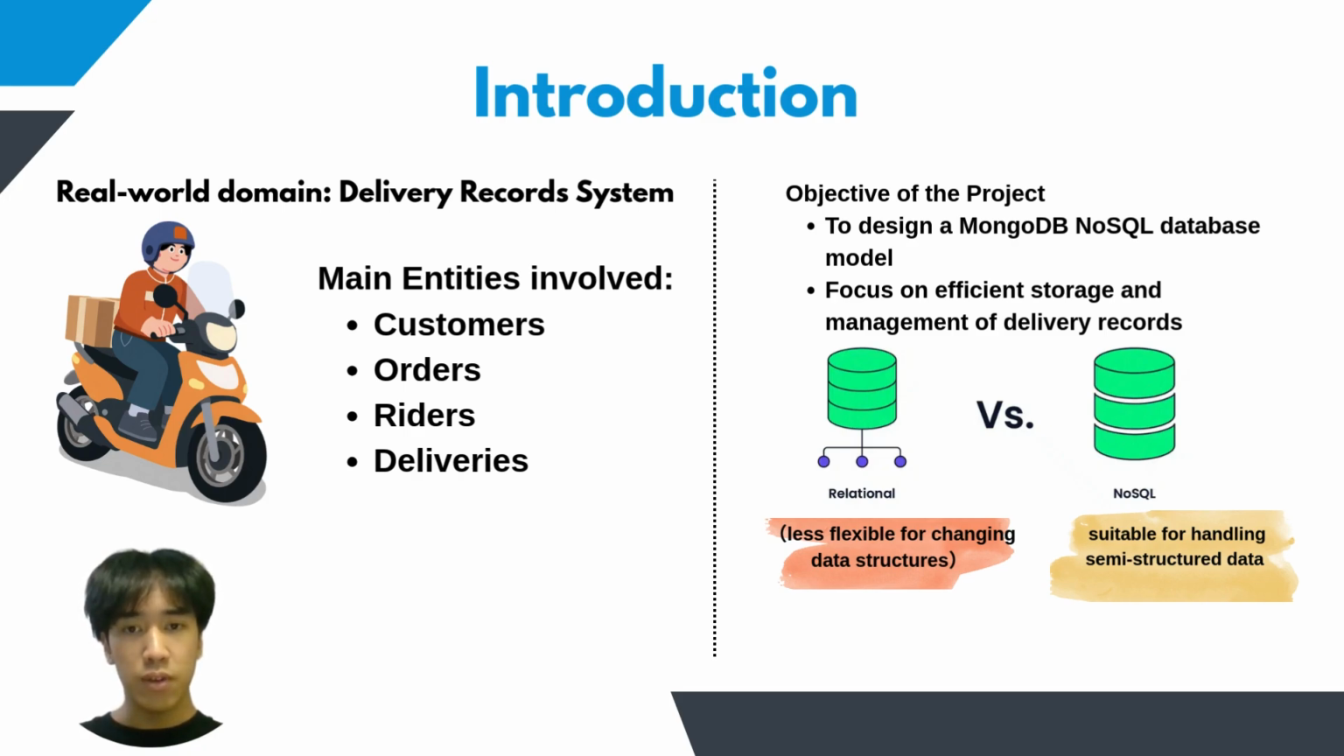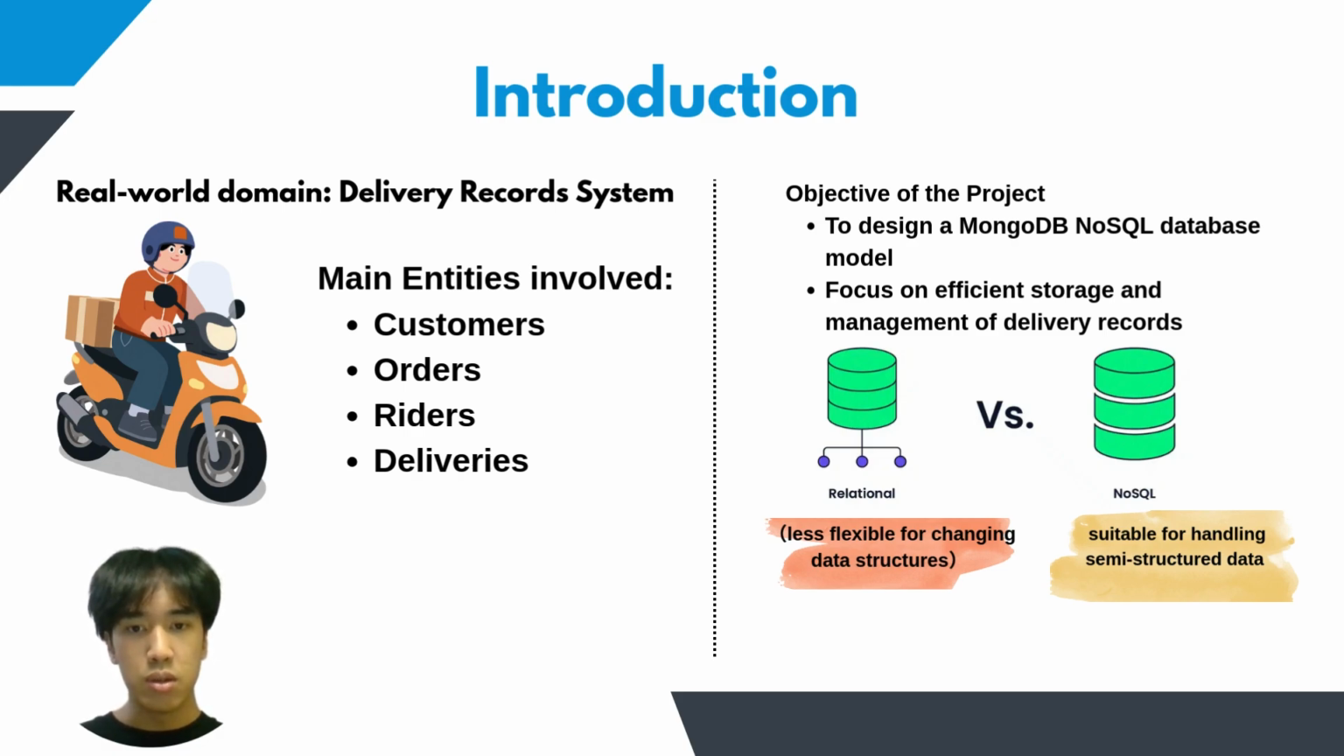The objective of this project is to design a NoSQL database model using MongoDB that focuses on the efficient storage and management of the delivery records that we have selected. We selected the delivery record system as our real-world domain because delivery platforms generate dynamic and semi-structured data such as customer details, order information, rider assignment, and real-time delivery updates.